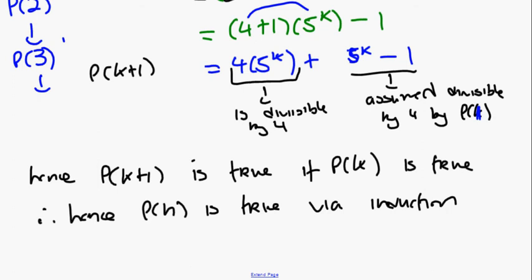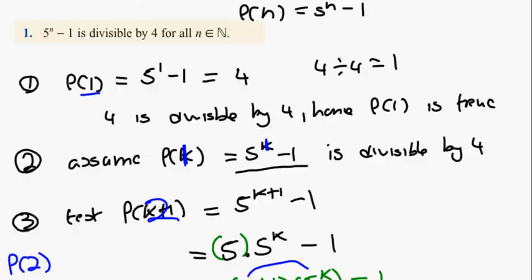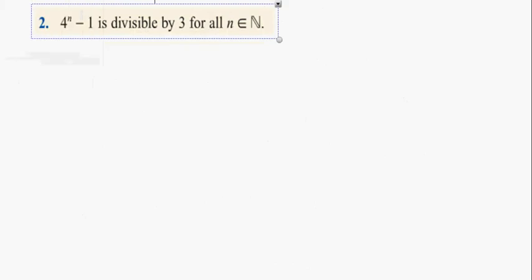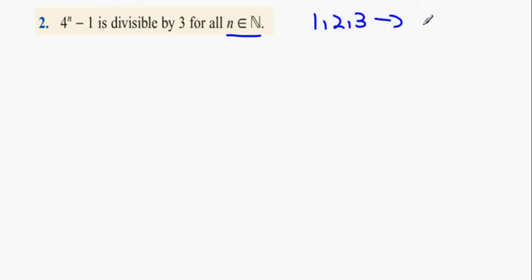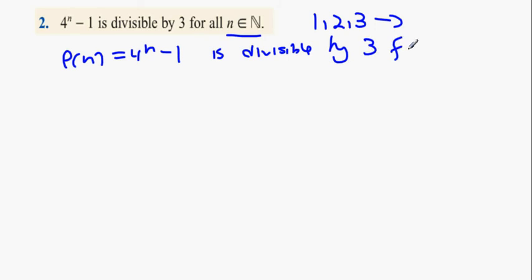Okay, we'll try another one now. Once again, 3 steps here. So, 4 to the power of n minus 1 is divisible by 3 for all n in N. This means n is 1, 2, 3, all the way up, and we have to prove that it works for all numbers. So we're going to say P of n equals 4 to the power of n minus 1. We want to prove it's divisible by 3 for all n in N.